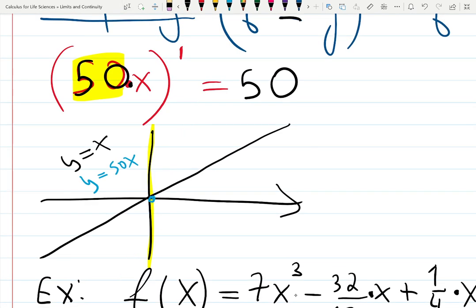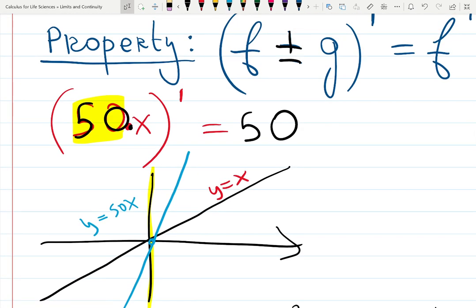So let me show you step by step. So y equals x is here. If I want to draw y equals 50x, it is 50 times steeper hike than y equals x. So it will be like so, 50 times harder to hike this line than the original one. Thus, what is the steepness of y equals x? 1. What is the steepness of 50x? 50. So this 50 that was glued to x shows you that the steepness increased. That's kind of the idea here.